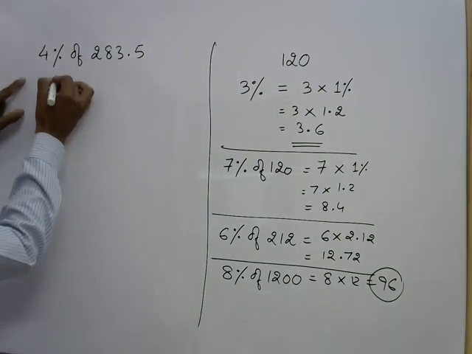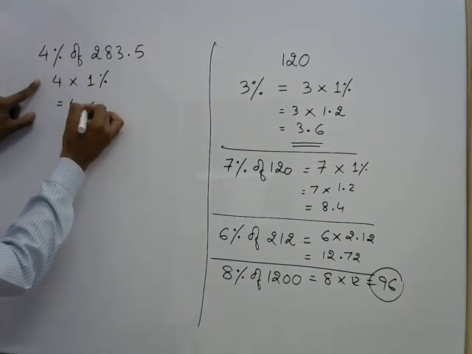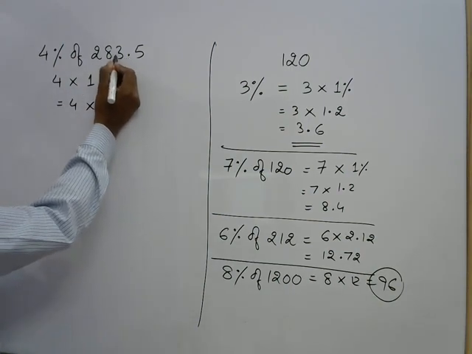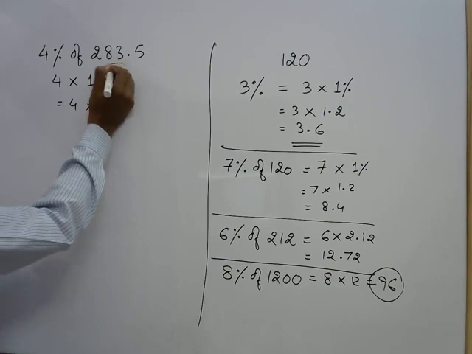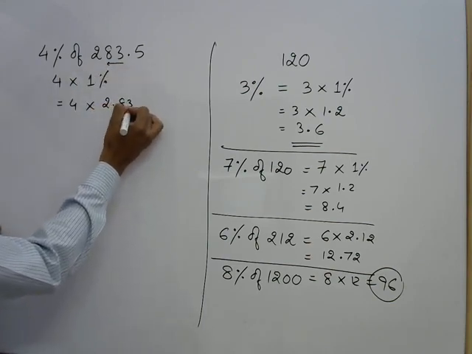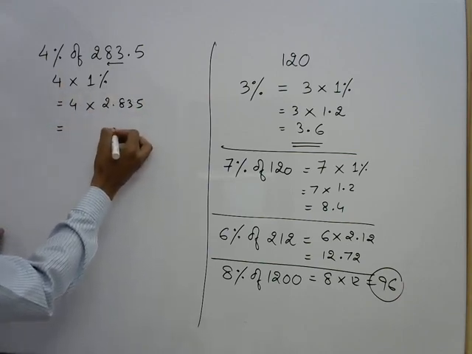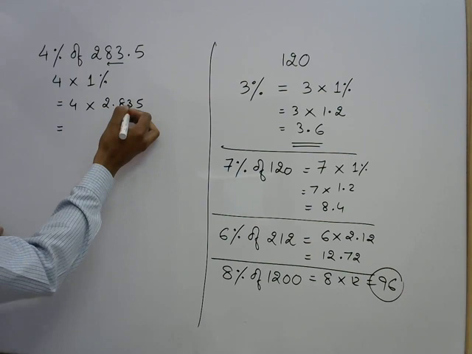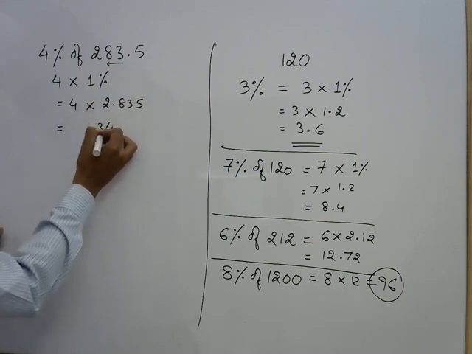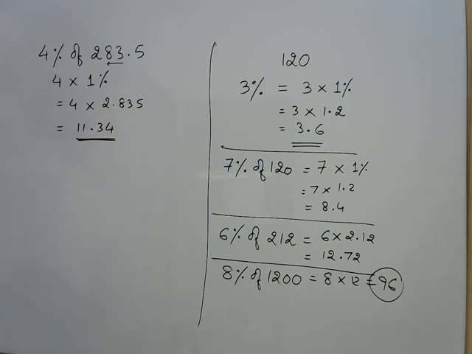This is 4%, so 4 into 1%. Now see, 4 into 1% means, see, already decimal is here. So shift it 2 digits towards left. So this will become 2.835. And now you got to multiply this. 4 fives are 20, obviously 0. So 4 threes are 12, 14, 4 eights are 32, 33, 3, 3, and 11. So 11.34 is the correct answer.